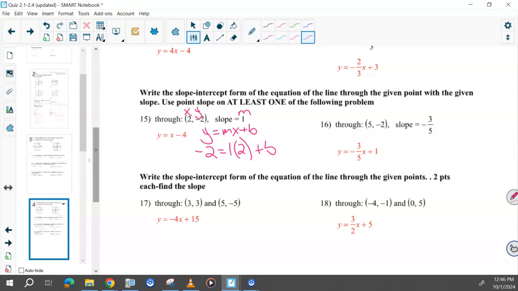And then I would multiply the 1 and 2 and get rid of, sorry, I have too many equals in there. Get rid of this 2 by subtracting. So that b is negative 4. And then once I have that, I would write that in the equation. Y equals x minus 4 or y equals 1x minus 4. Either one. Questions on that one?